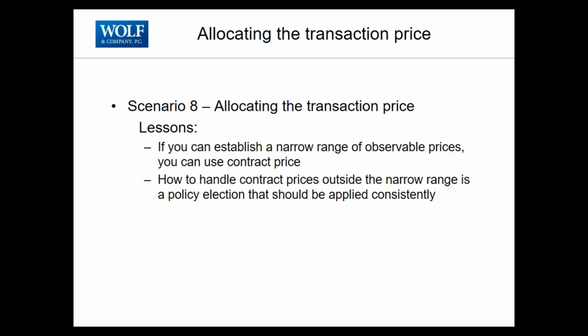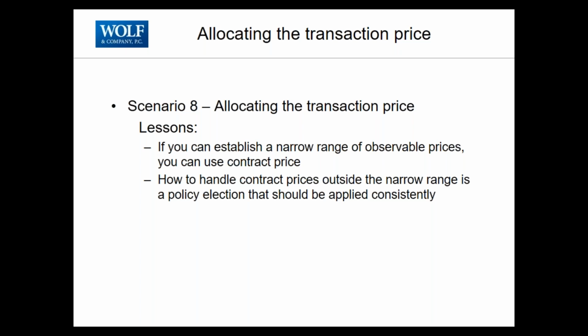So what are the lessons from this? A couple of things. First of all, if you can establish a narrow range of observable prices, you can use the contract price as your standalone selling price. This is almost like the VSOE concept. If you established VSOE by having a pattern of selling the same good in a pretty narrow range, then that price was good. Similarly, in this case, if you have that narrow range and the contract price were to fall within that range, no allocation process is necessary. You can simply take the contract price.